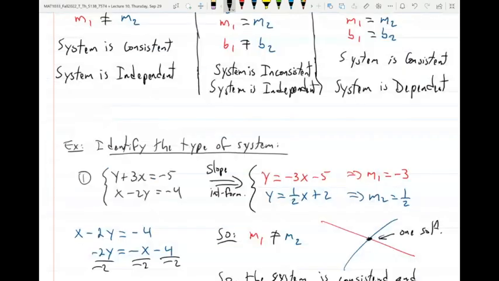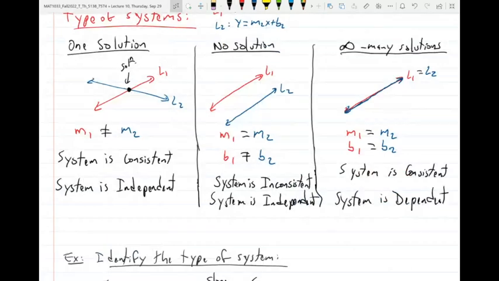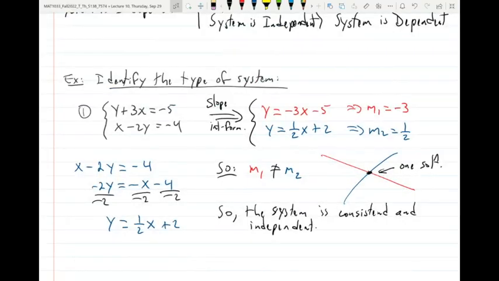Again, you just need to learn this, so use this as a little dictionary. If you are in this case, this is what you say. If you are in this case, you say this. The other case, you say this. Just a little dictionary. Any questions?